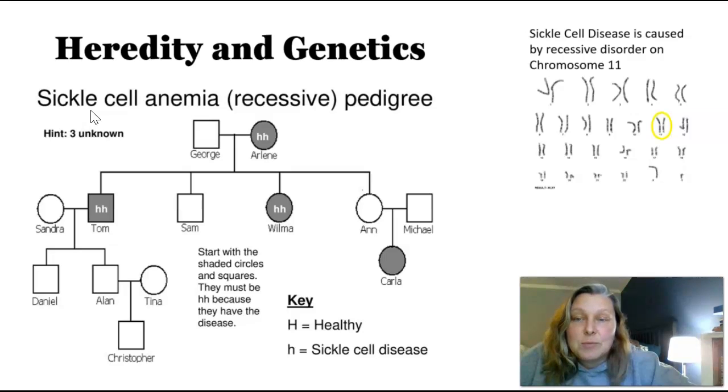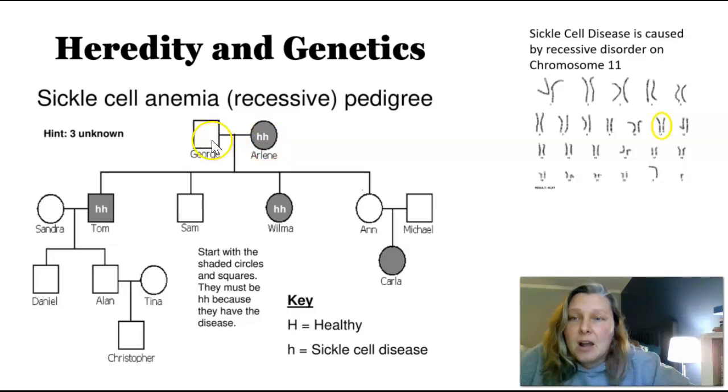It is a recessive disorder, which means that you have to have a lowercase letter and a lowercase letter. So mom would give you the recessive disorder and dad would give you the recessive disorder. And sickle cell disease is carried on chromosome 11. So if you were to look on a karyotype, it would be held on this chromosome.